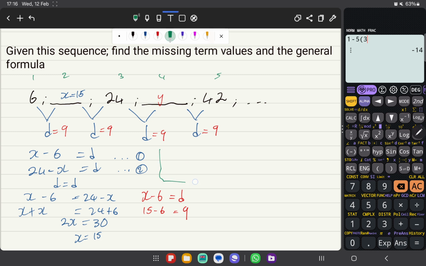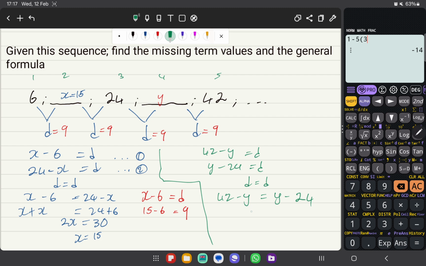Perhaps let me do it. For Y, I'll say 42 minus Y equals D, and Y minus 24 equals D. And then I have D equals D, so that means 42 minus Y equals Y minus 42. Damn. See, it's very easy to make mistakes, fellas. Y minus 24, not 42.